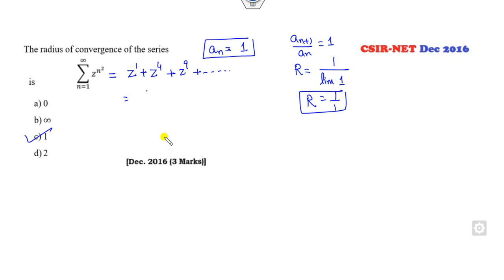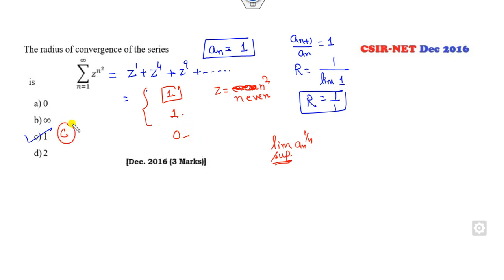Otherwise, you can write this series as, when z is n square, the value is 1 apart from z2. So whenever z is n square, then it's 1, otherwise 0. And if you apply this definition, then you have to take the limit sup. So the limit supremum is again 1. So the answer is C, the right answer.